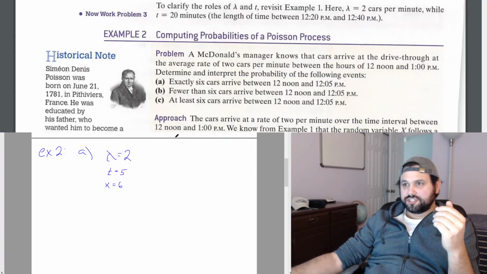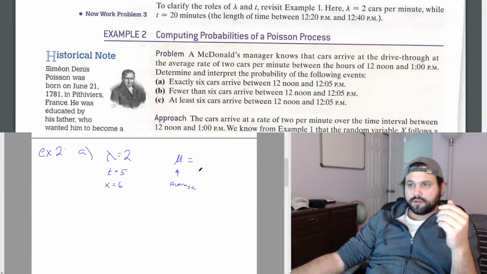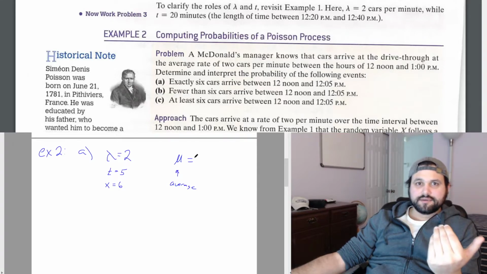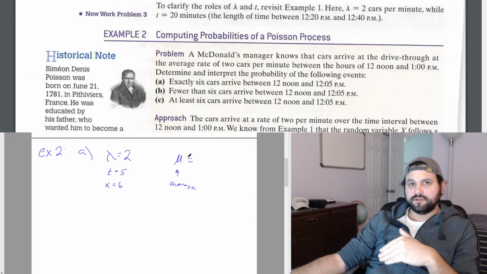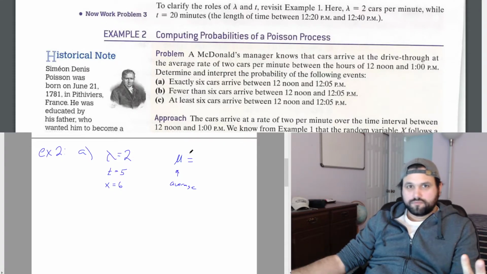So the average, mu, is always going to be equal to the rate times the time interval, right? If I tell you that on average 2 cars arrive every minute, and I'm asking you how many cars are going to arrive in 5 minutes, what would you do?